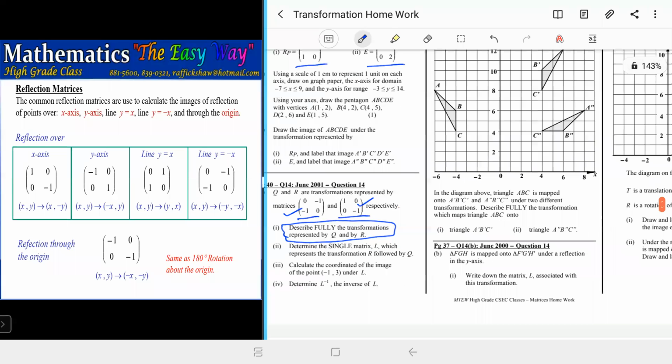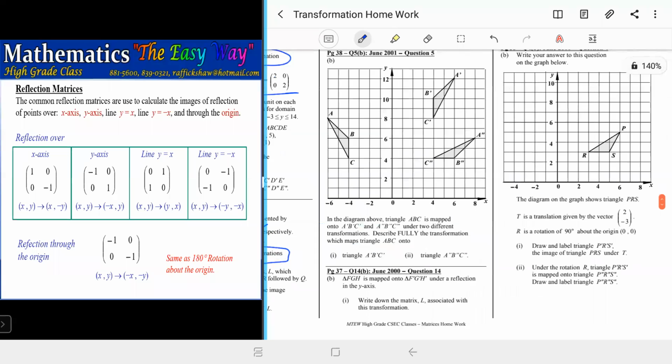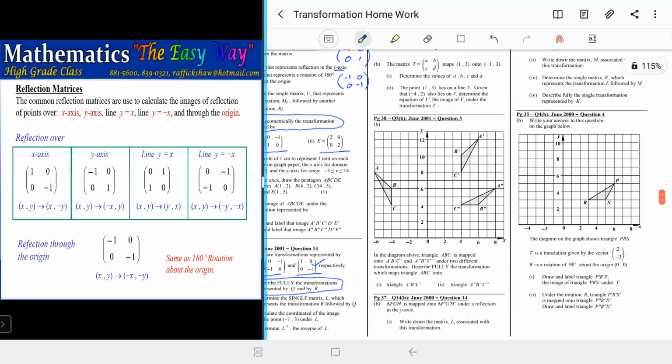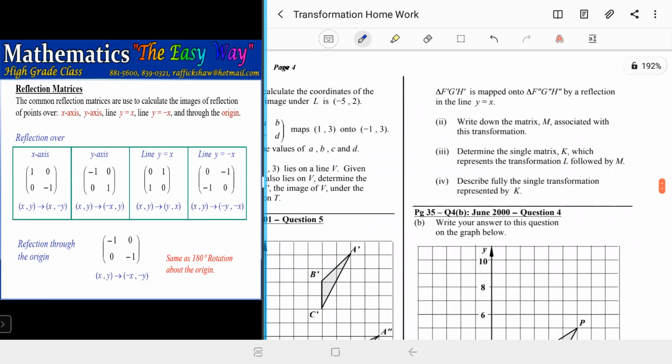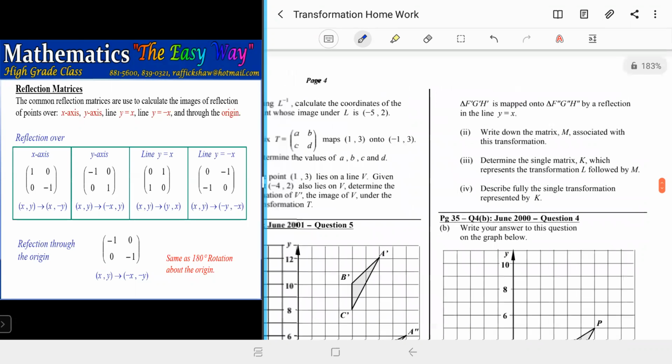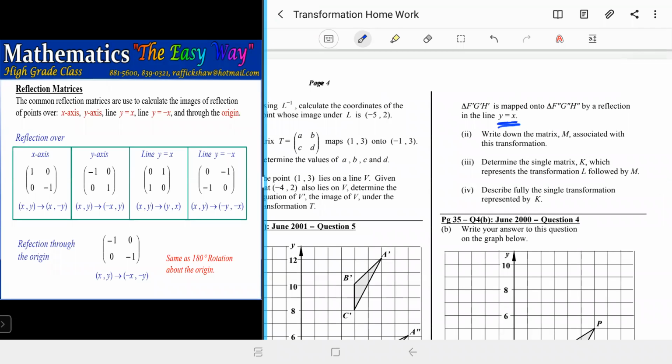So I'm showing you exam questions. These are all exam questions where your knowledge of them is tested. Look at this one up here. Write down the matrix M. Describe the transformation: a reflection in the line y equals x. And I'm supposed to write down the matrix for it. That matrix is 0, 1, 1, 0. Reflection in the line y equals x.